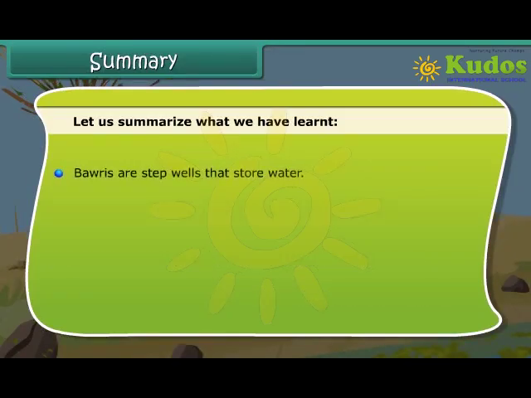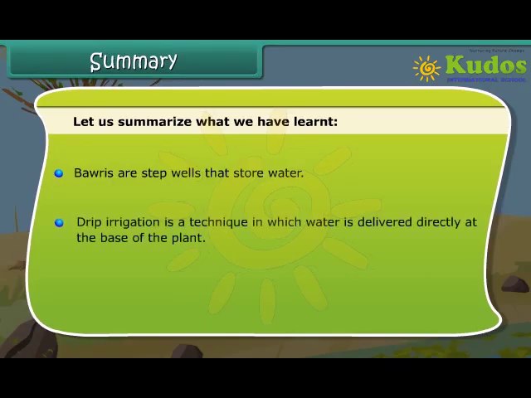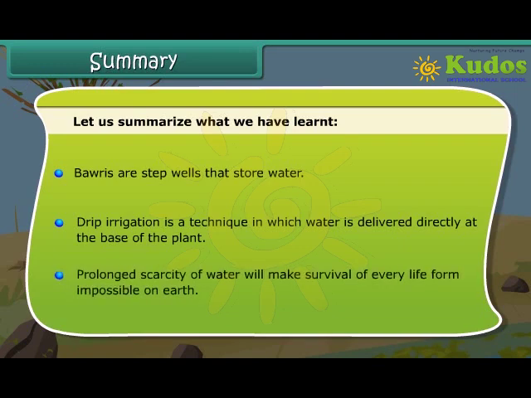Bawris are step wells that store water. Drip irrigation is a technique in which water is delivered directly at the base of the plant. Prolonged scarcity of water will make survival of every life form impossible on earth.